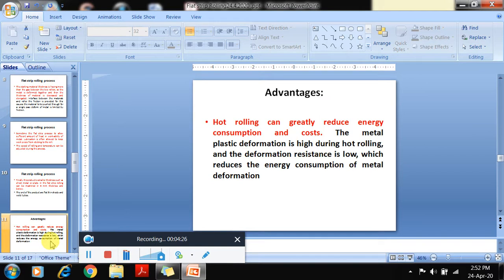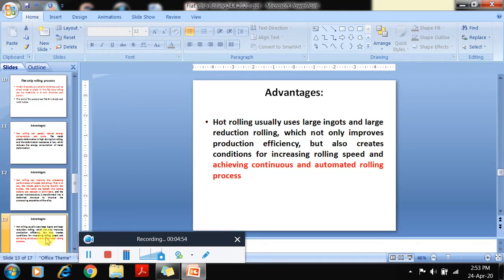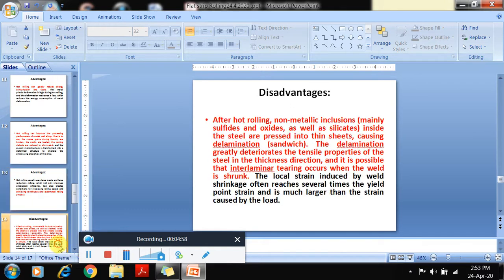Advantage: hot rolling can greatly reduce energy consumption and cost. Heating and operations are carried out. Hot rolling can improve the processing performance of metals and alloys. That is to say, the coarse grains during foundry are broken, the cracks are healed, the casting defects are reduced and eliminated. To achieve the continuous and automated rolling process.